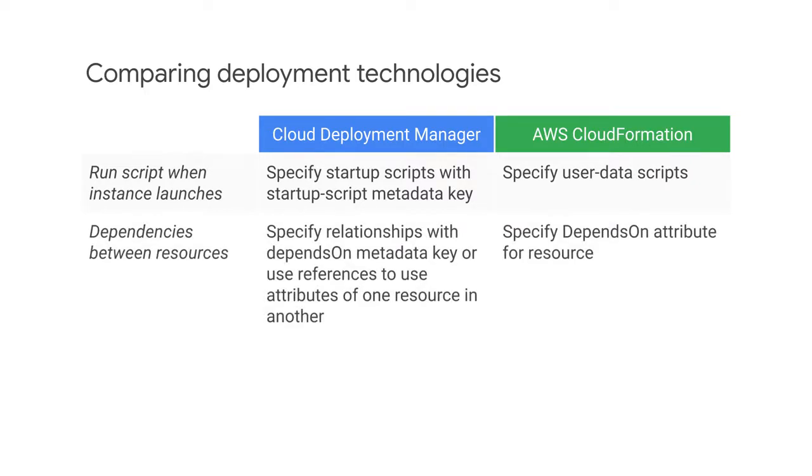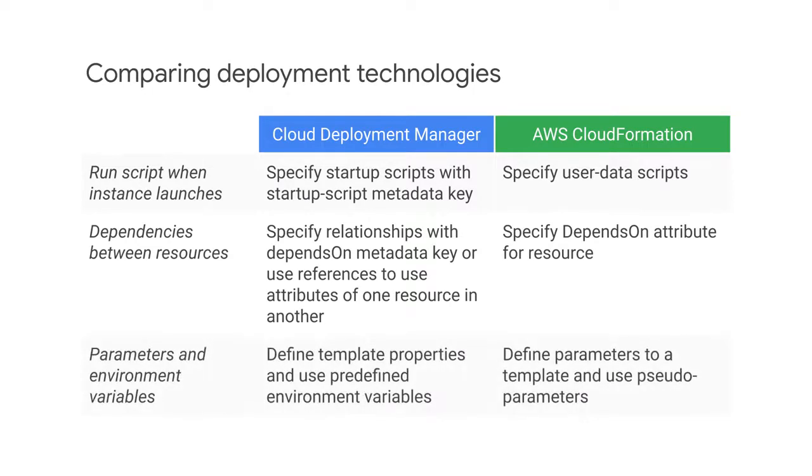In both AWS CloudFormation and Deployment Manager, you can specify that a resource depends on the creation of one or more other resources. In AWS CloudFormation templates, you can use predefined pseudoparameters such as AWS region, or define your own parameters to make your template more flexible.